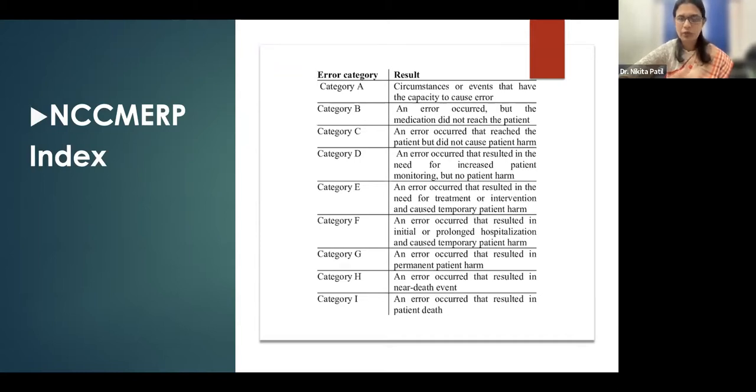So this can be the rocuronium and Rogam case. Category F, an error occurred that resulted in initial and prolonged hospitalization, temporary patient harm. G comes under error occurred that resulted in permanent patient harm, like the patient who developed paraplegia after the spinal anesthesia. An error occurred that resulted in near death is category H. An error occurred and resulted in death is high risk, that is category I.